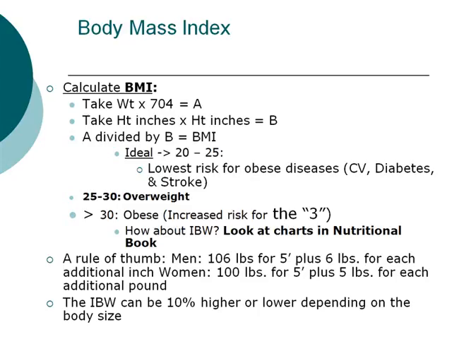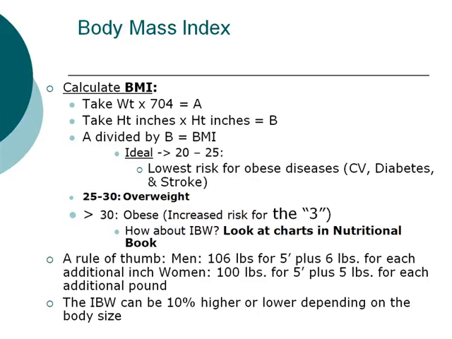Ideal BMI is anywhere between 20 to 25. These are the lowest risk for obese diseases, such as diabetes, stroke, cardiovascular. If the person is 25 to 30 BMI, they're overweight. If they're greater than 30, they are considered obese.